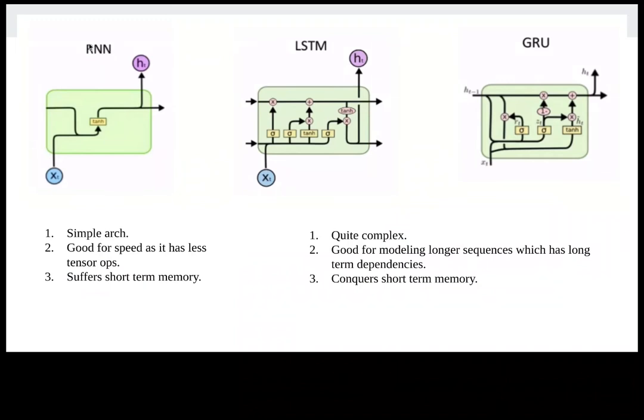Simply, as I discussed before, RNN just gets the input, then using tanh passes the output, and it goes as the input for the next layer. But it has a short memory. Due to its simple architecture, it is good for speed, but it suffers from short memory. Because of these issues, we go for LSTM. These are the memory storage. It is good for longer sequences, which have longer dependencies.